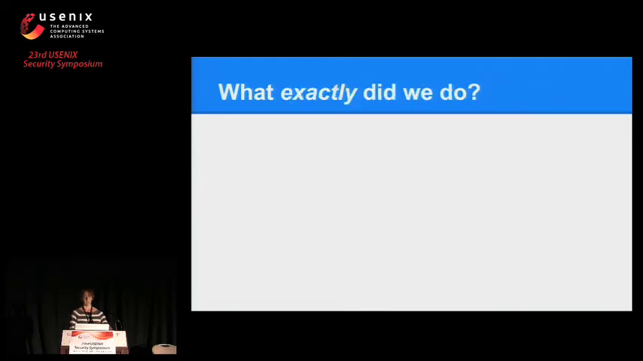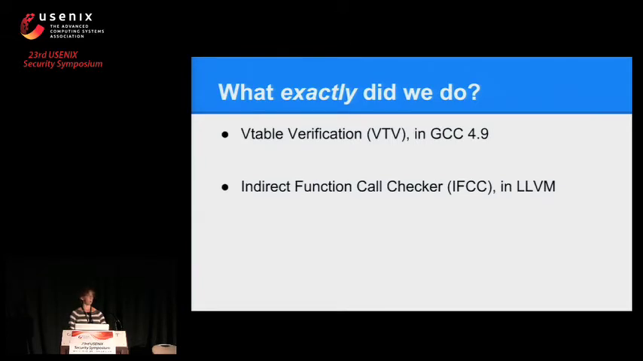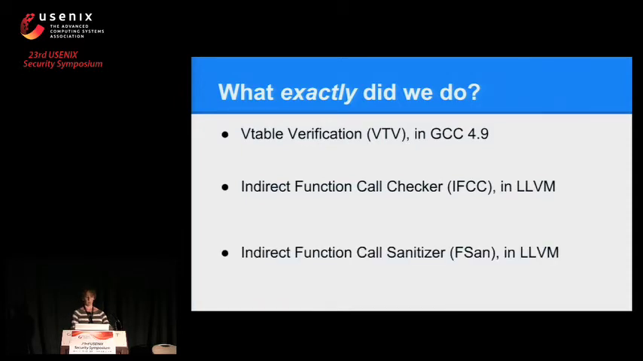So what exactly did we do? As I said, we've implemented two different control flow integrity enforcement mechanisms. We've implemented vtable verification, which is in GCC 4.9, and we've implemented the indirect function call checker, which is in LLVM. We have also implemented a programming tool. This is not an enforcement mechanism, but it's the indirect function call sanitizer, and it is in LLVM. It is part of the undefined behavior sanitizer. And this doesn't enforce control flow integrity, but it does help programmers find errors in their code that could lead to successful attacks if they weren't caught and fixed.